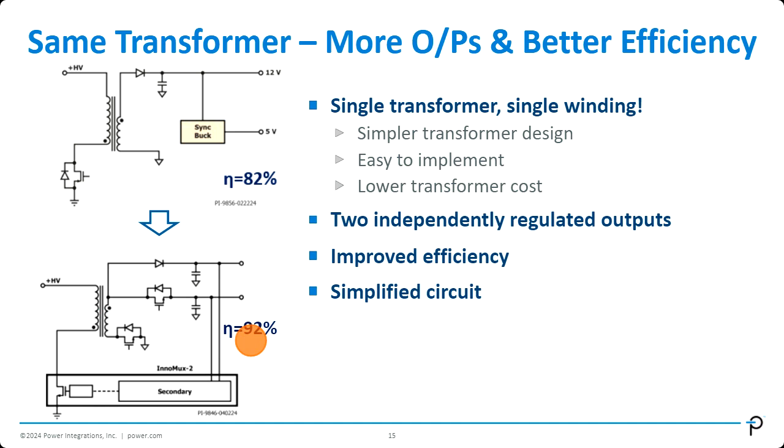So that's exactly why we want to use single winding, because you don't have to add any cost on the transformer. The design complexity is not high because it's still a single winding transformer, but yet you can get 2 accurately regulated outputs. So simple design, low cost, but accurate regulation and high efficiency. So why not?